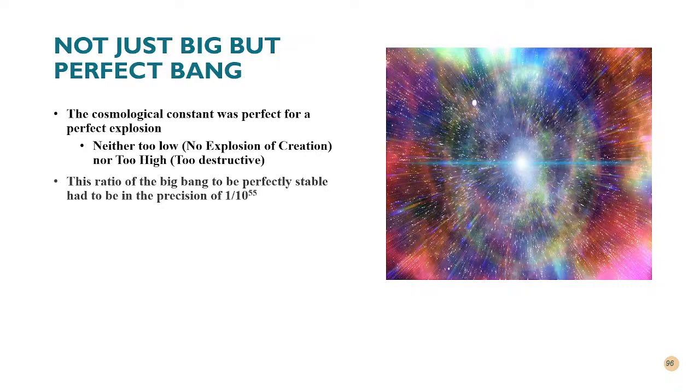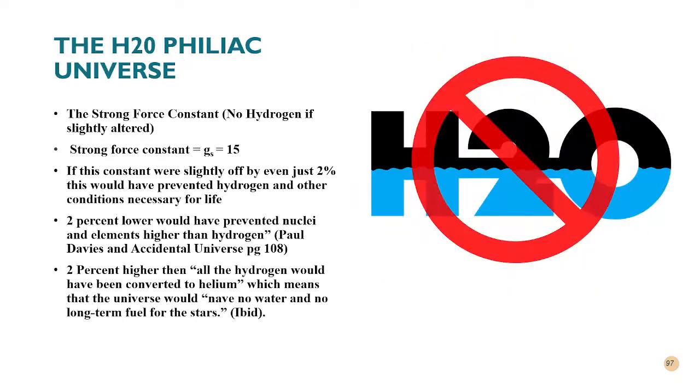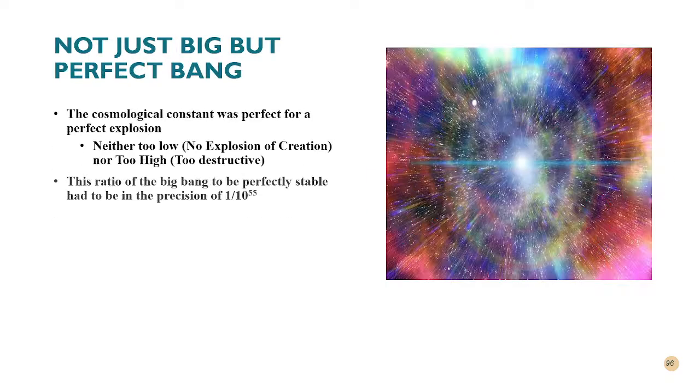Now this is the second argument for a fine-tuned universe, namely that the Big Bang was not only big, it was a perfect bang. The cosmological constant was perfect for a perfect explosion. It was neither too low, which would result in no explosion of creation, nor too high, too destructive. This ratio of the Big Bang to be perfectly stable had to be in a position of 1 divided by 10 to the power of 55.